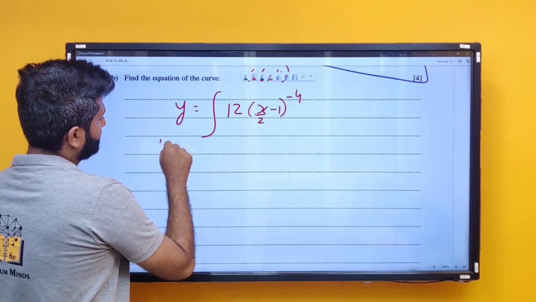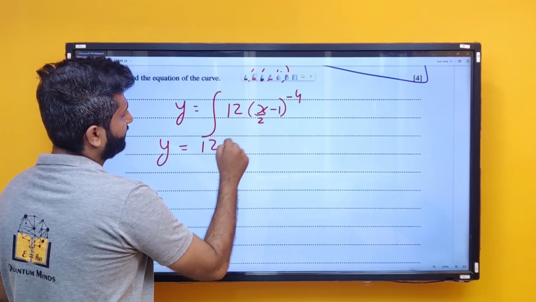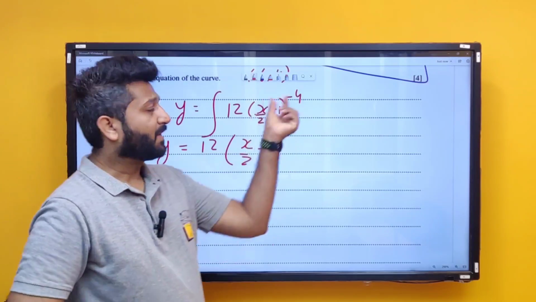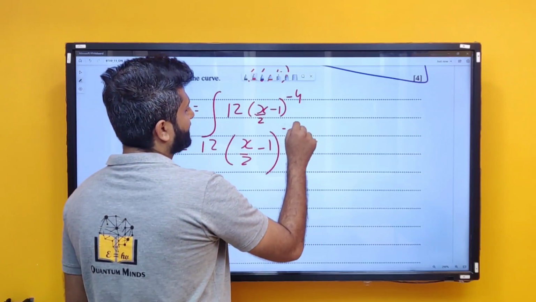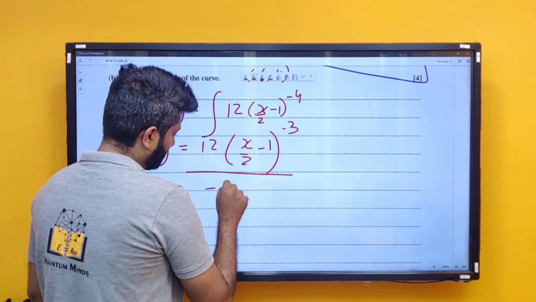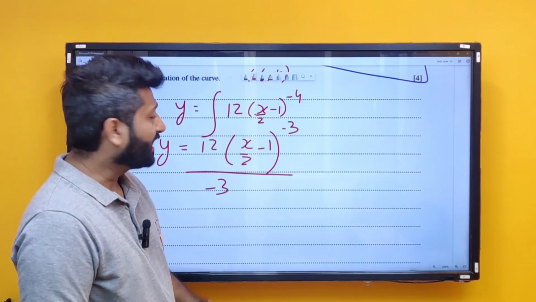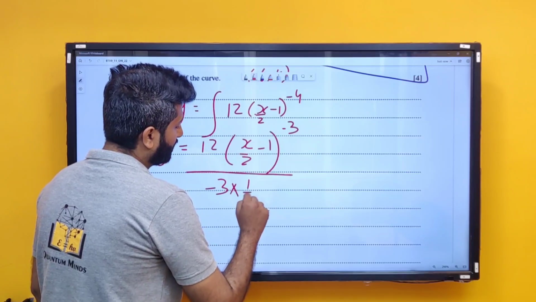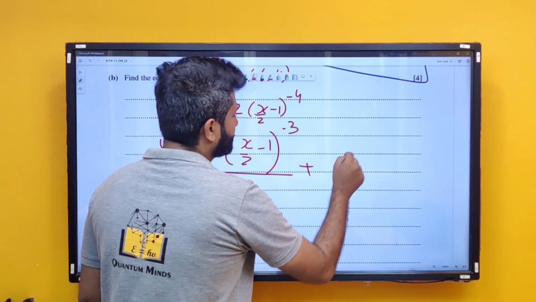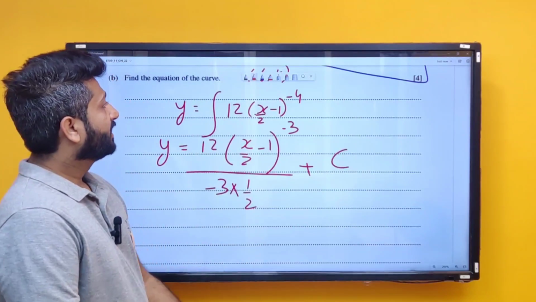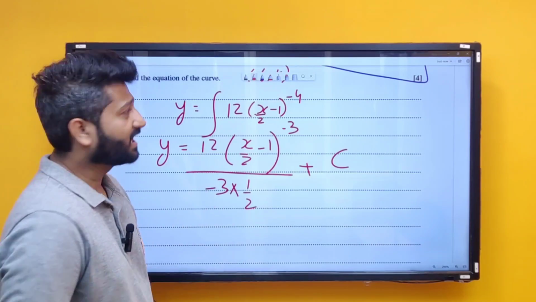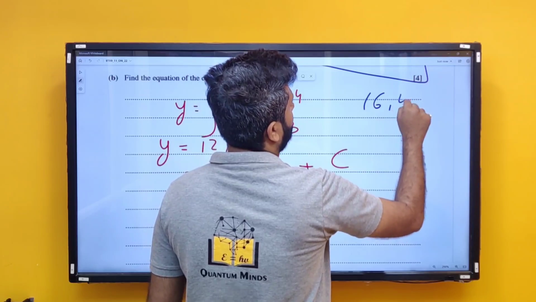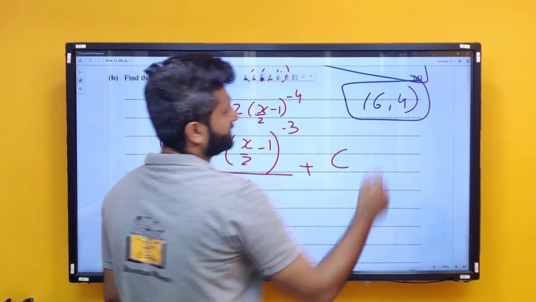So let me integrate this. So integration of this is going to be 12 (x by 2 minus 1) power minus 4 plus 1, which is minus 3, upon minus 3. And differentiation of x by 2 is half, so into half, plus c, right? Now guys, we'll have to find the c first. How can we find? If we substitute the value of P, which is (6, 4), in this equation, then we'll get c.